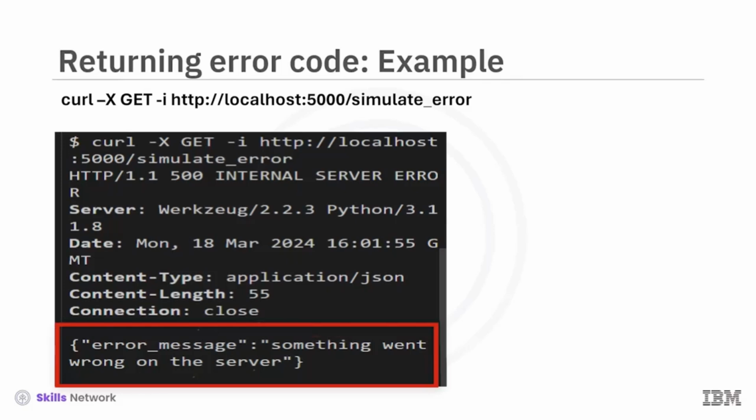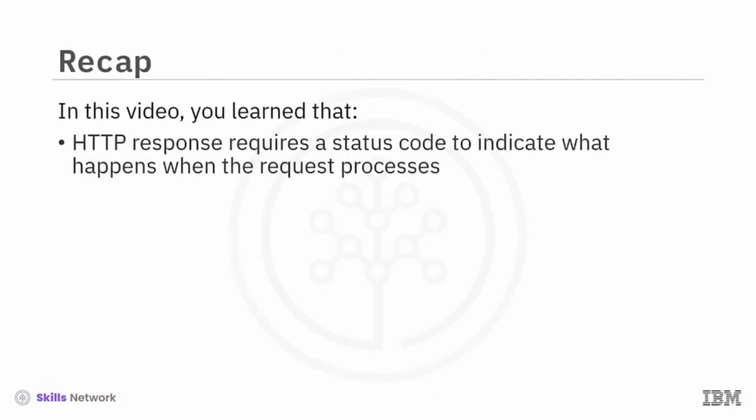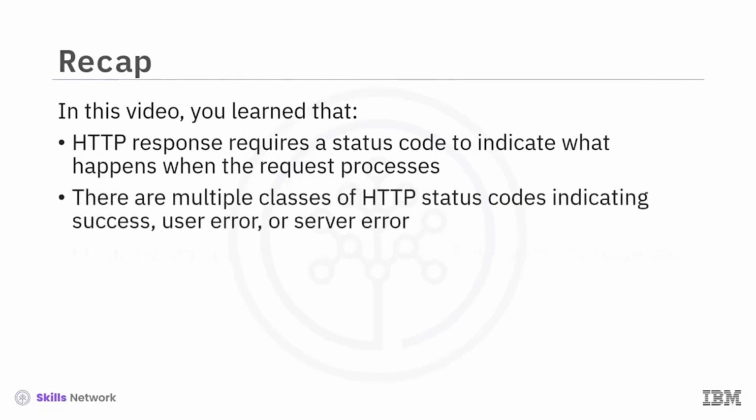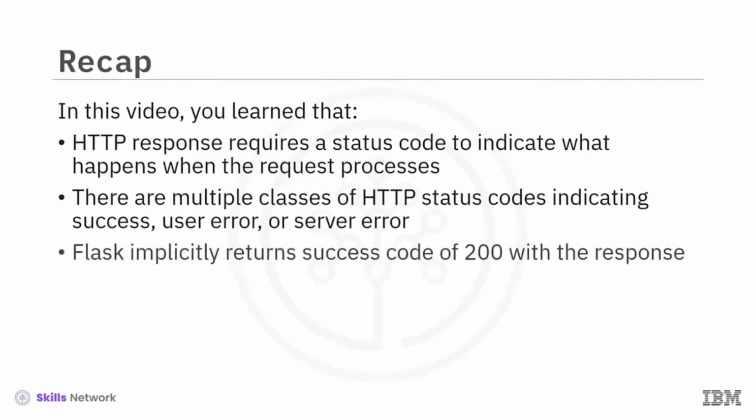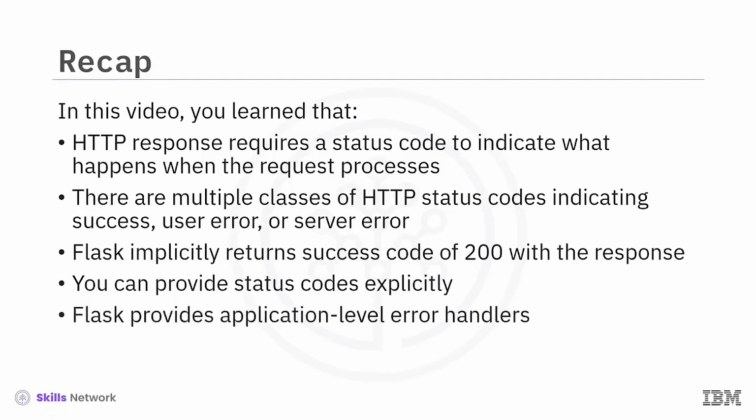In this video, you learned that HTTP response requires a status code to indicate what happens when the request processes. There are multiple classes of HTTP status codes showing success, user error, or server error. Flask implicitly returns a success code of 200 with the response. You can provide status codes explicitly, and Flask provides application-level error handlers.